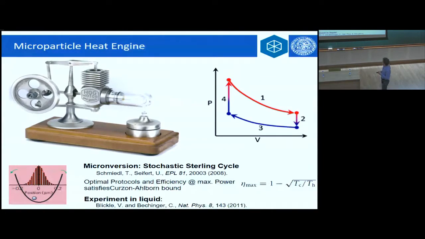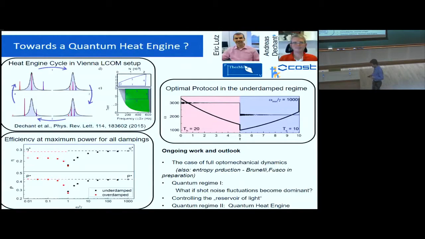But the question one can answer by that is, if I don't do it infinitely slowly, but I really want to get power out of the system, then I need to do it faster, and I obviously lose efficiency, and that's the best efficiency one can get in this kind of system. And one can look at the underdamped analogue of this. This requires some new analysis, and I've been working with Erik Lutz and Andreas Dechand on it. In a nutshell, Andreas could show what the optimal protocols in the underdamped regime are.